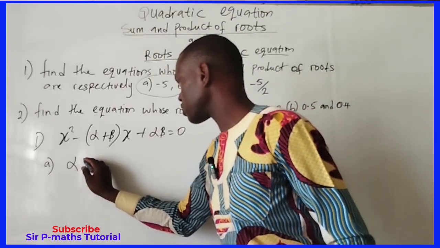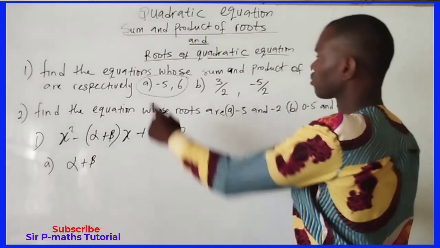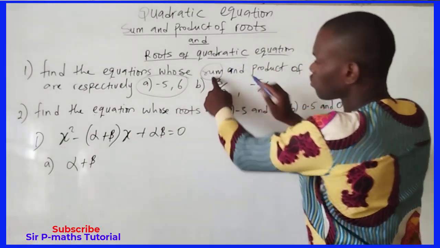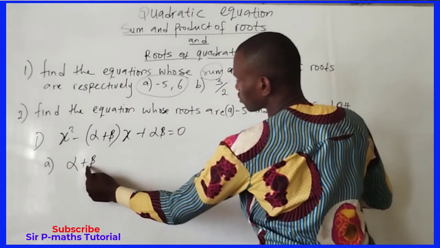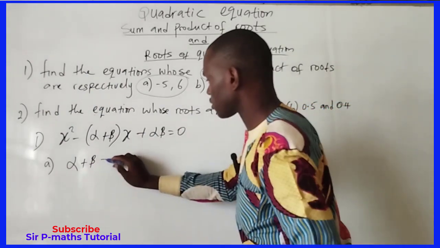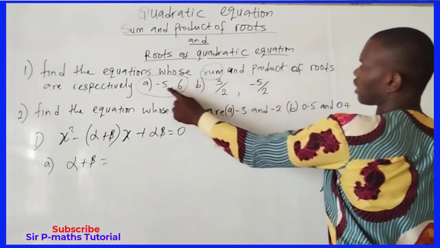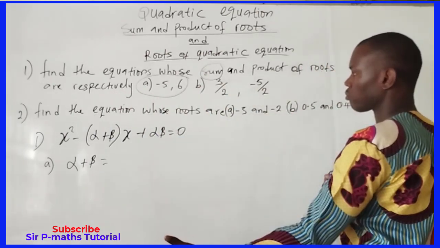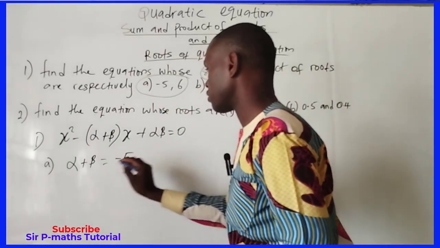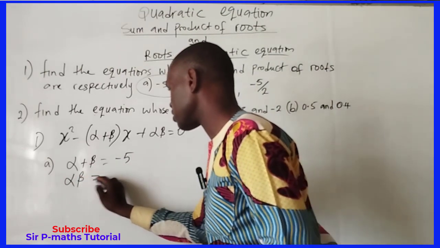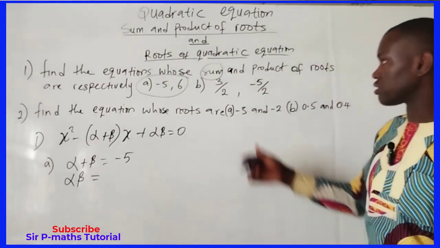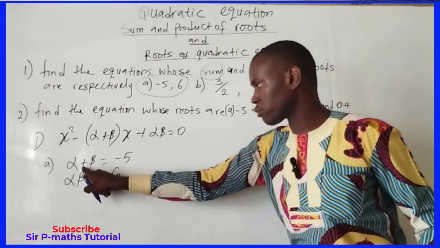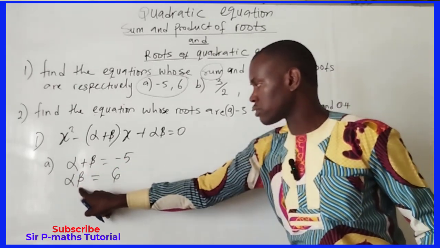My sum, which is alpha plus beta, recall I say sum and product. So to handle sum, we say alpha plus beta, this is addition, sum, is equal to... sum and product are minus 5 and 6 respectively. That means the first one is my sum, okay? So I'll have it as minus 5. Then alpha beta represents product, which is the second term, 6. So I will have alpha plus beta equals minus 5, alpha beta equals 6.